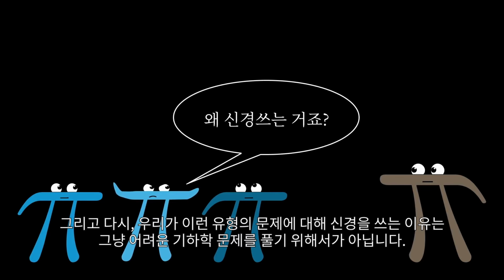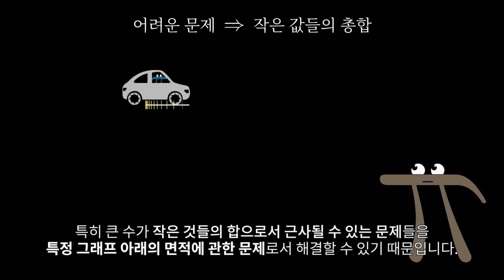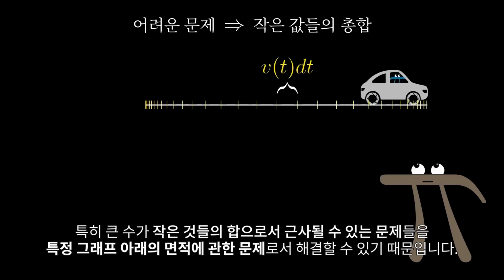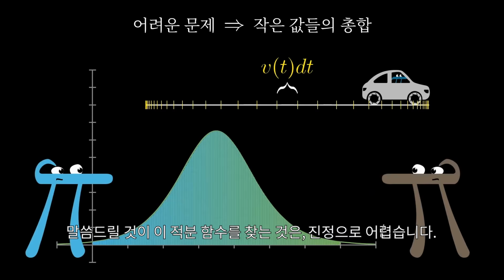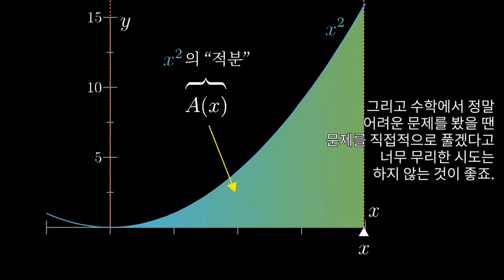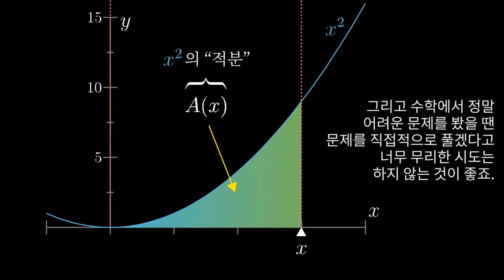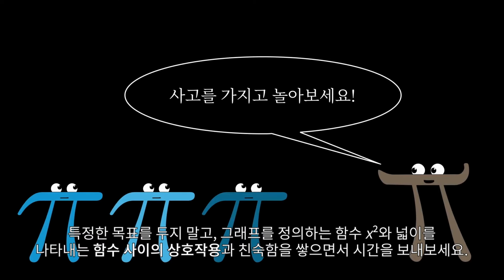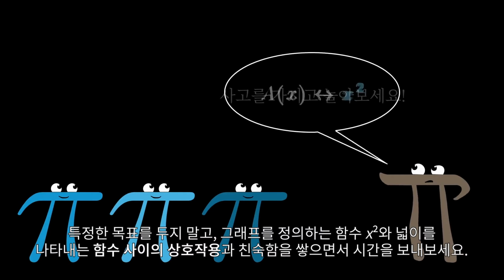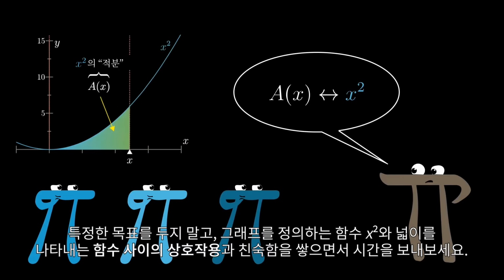And again, the reason we care about this kind of question is not just for the sake of asking hard geometry questions. It's because many practical problems that can be approximated by adding up a large number of small things can be reframed as a question about an area under a certain graph. And I'll tell you right now that finding this area, this integral function, is genuinely hard. And whenever you come across a genuinely hard question in math, a good policy is to not try too hard to get at the answer directly, since usually you just end up banging your head against a wall. Instead, play around with the idea, with no particular goal in mind. Spend some time building up familiarity with the interplay between the function defining the graph, in this case x squared, and the function giving the area.